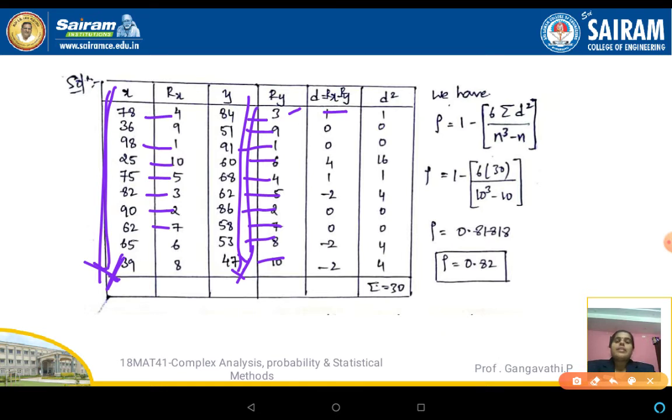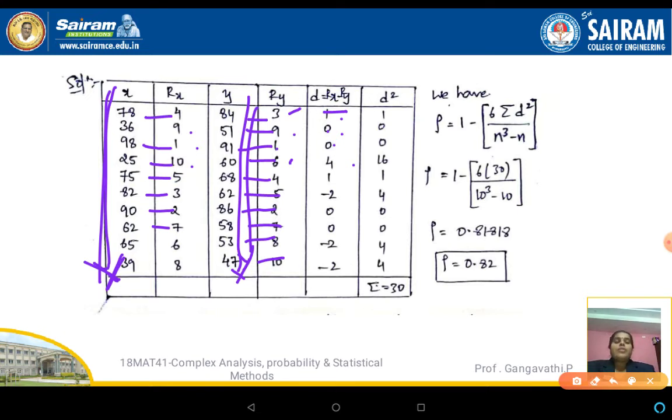So 4 minus 3. Rx is 4 and Ry is 3, which gives the value 1. 9 minus 9 is 0. 1 minus 1 is 0. 10 minus 6 is 4. Likewise, you are going to evaluate all the differences of rank x minus rank y.